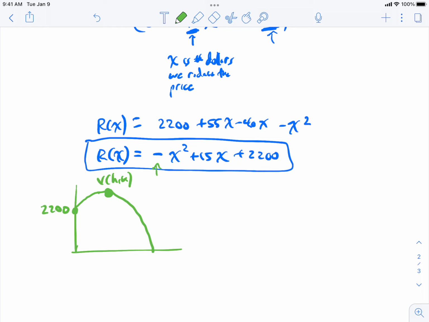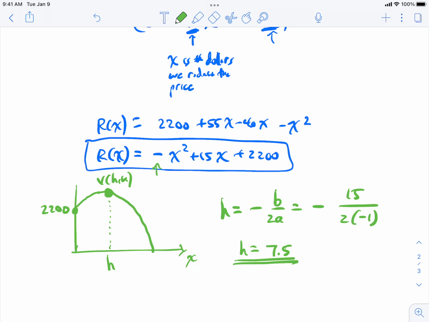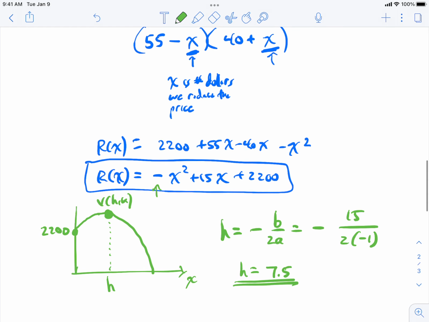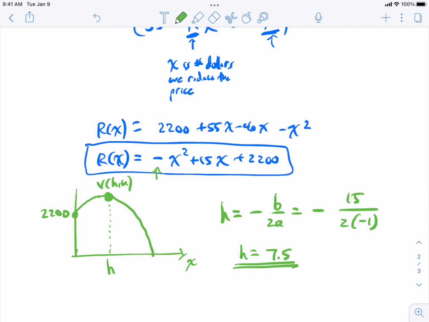Okay, cool. So once more, you want to find your maximum revenue? Well, it's occurring at the h. The x-coordinate of the vertex is called h. And where's the h? Grab out this formula again. Negative b over 2a. The b is 15. 2 times the a, which is negative 1, right? There's the a, there's the b. And that's going to be positive 7.5, right? You should reduce this price by $7.50.